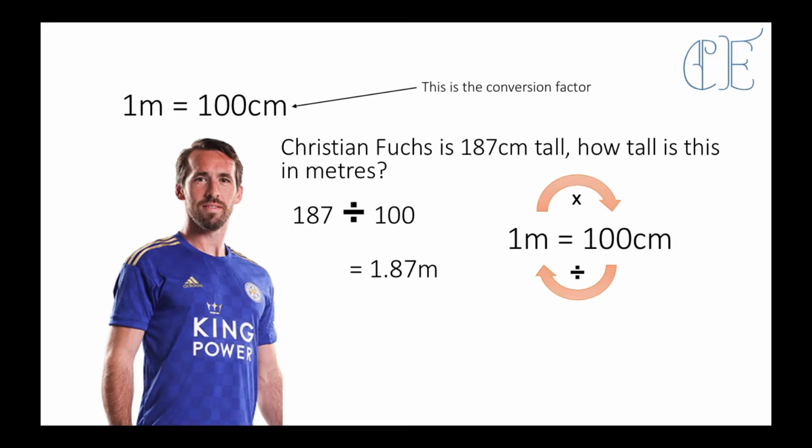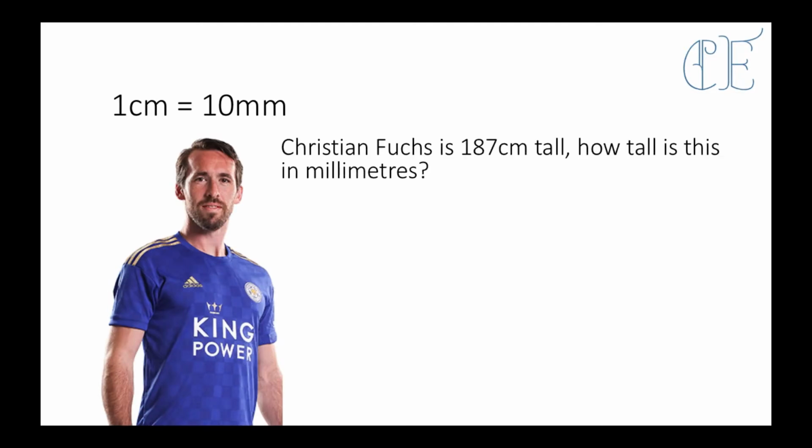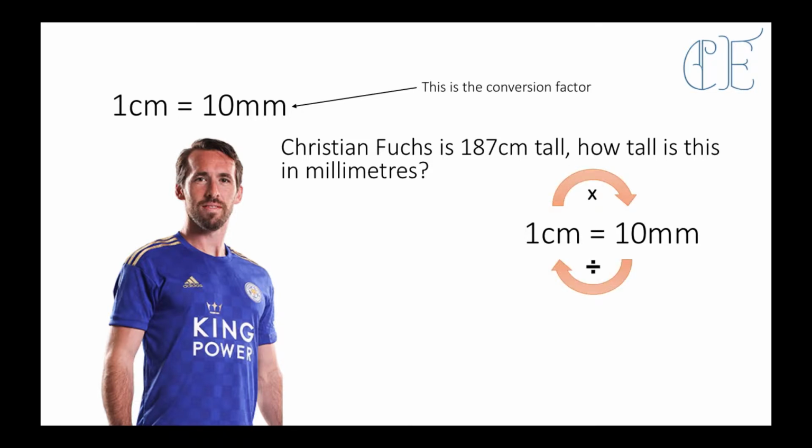Let's have a look at another question. Same question, but this time I want to know how tall he is in millimetres. So here is my conversion factor: 1 centimetre is equal to 10 millimetres. So 187 centimetres needs to be turned into millimetres. If I write out my diagram again, I'm in centimetres this time, and I need to go to millimetres. That means I need to times by my conversion rate of 10. So 187 times 10 is 1,870 millimetres. And millimetres are really small, so obviously it's going to be a high number.